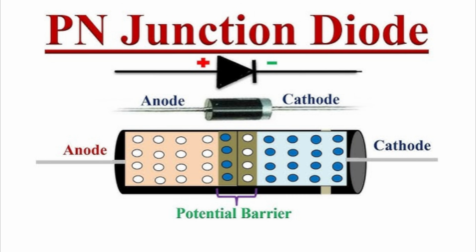As you can see, the symbol for the diode is right here. Positive side is the anode, the negative side is the cathode, and the cathode side is represented by a line.